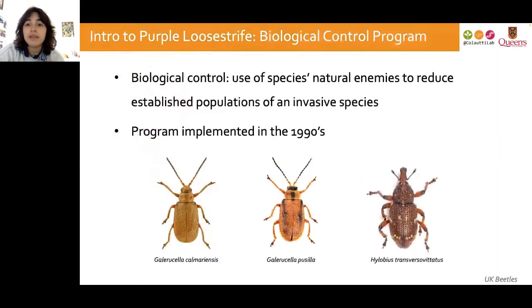None more notably than its biological control program. So biocontrol is the use of the species' natural enemies, such as herbivores, pests, pathogens, and parasites to reduce established populations and invasion. This was a program that was implemented between 1992 and 1996, where these beetles were released, and this weevil was introduced.